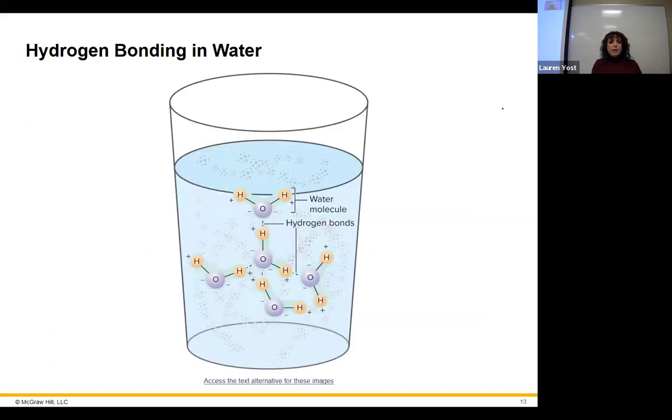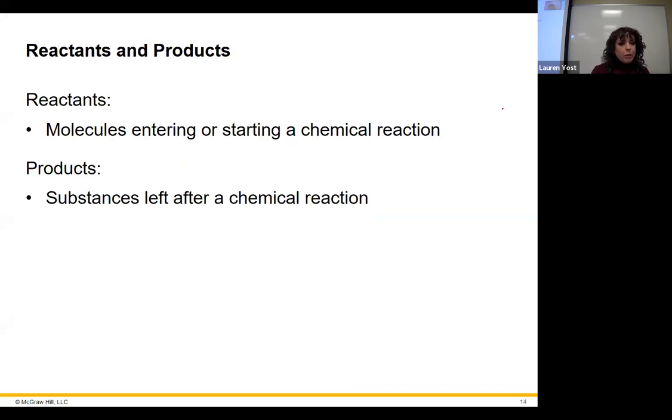So hydrogen bonding, that's just our positive polarity hydrogens interacting with something negative. And that bond, it's not a permanent bond. There's no exchange of electrons there. It's just charges and forces that are bringing them together. So pretty weak bonds, yeah.